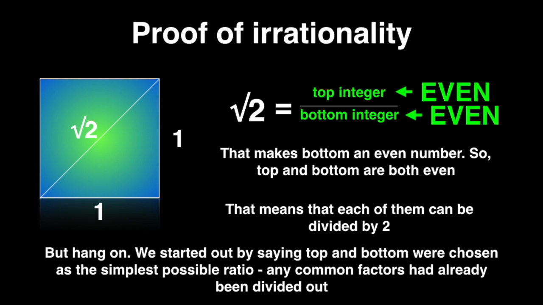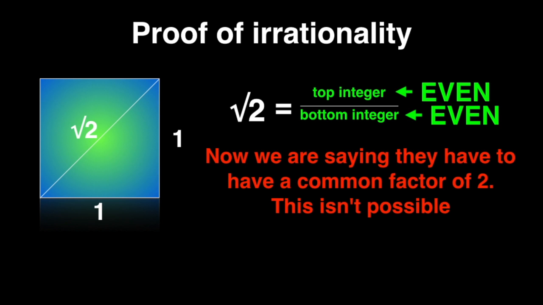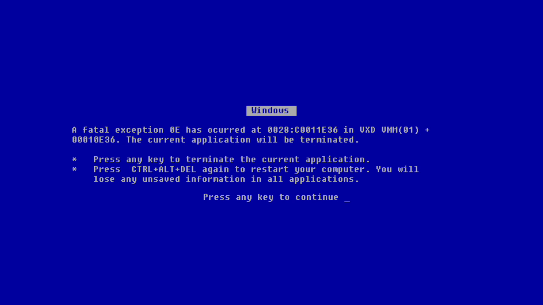But hang on. We started out by saying top and bottom were chosen as the simplest possible ratio. Any common factors had already been divided out. Now we are saying that they have to have a common factor of 2. That is not possible. So did your brain crash? It should have. If it didn't, maybe you didn't catch the problem. Go back, watch again. Because it's a logic error.